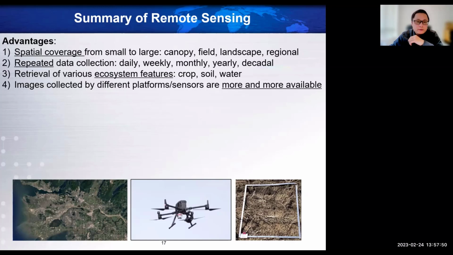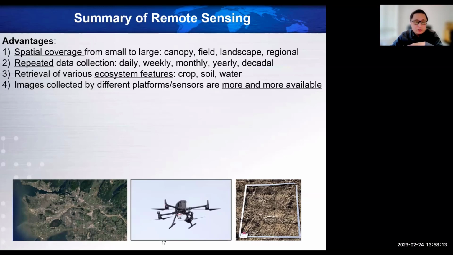And retrieval of different ecosystem features. Crop and soil features are introduced a lot, and also water, such as eutrophication, water pollution. If water bodies have different colors, they can also be mapped using remote sensing and then contribute to fertilizer management, and contribute to riparian or ecosystem conservation.